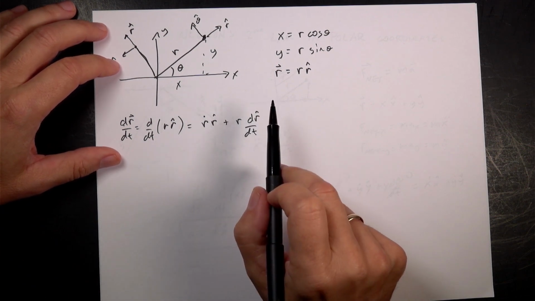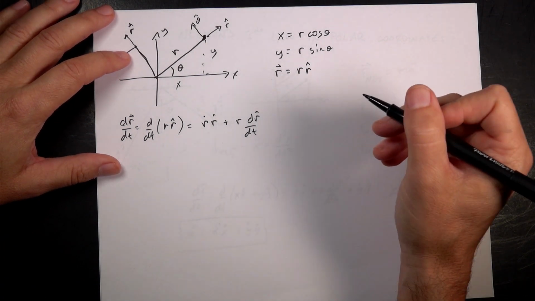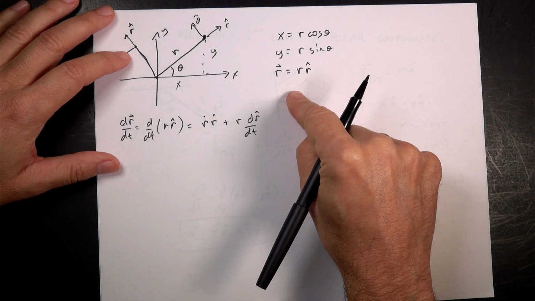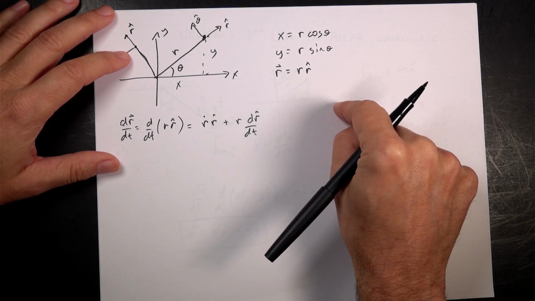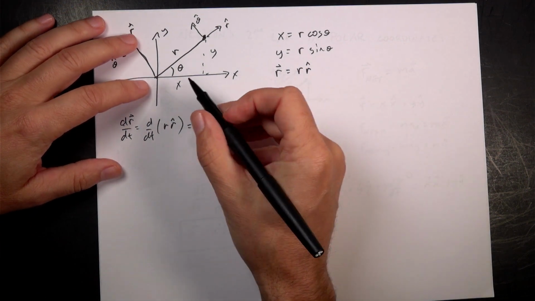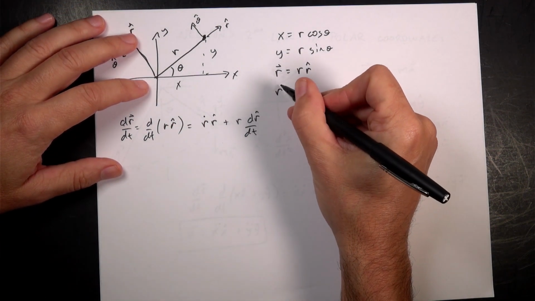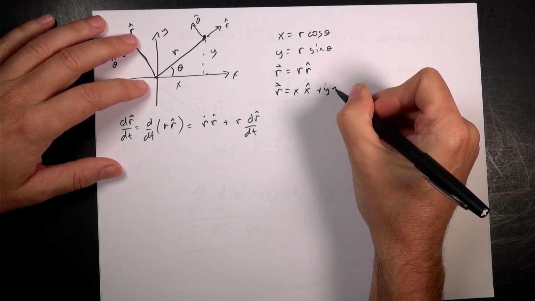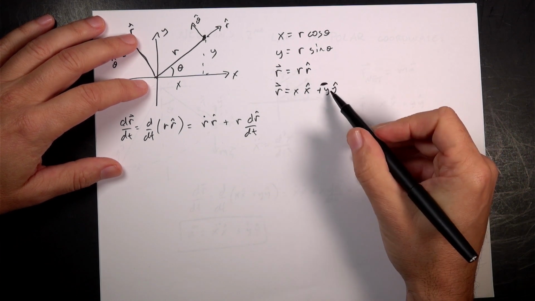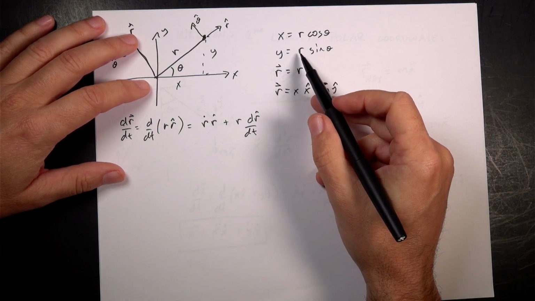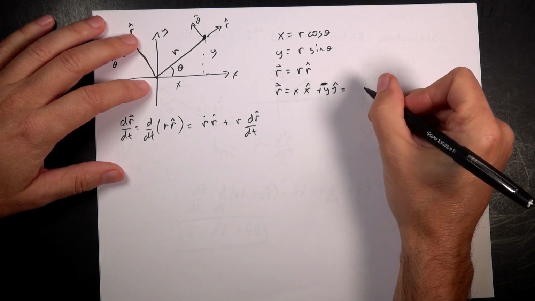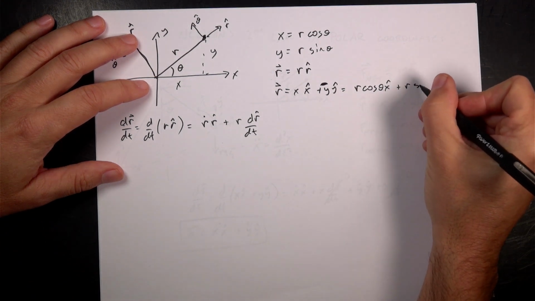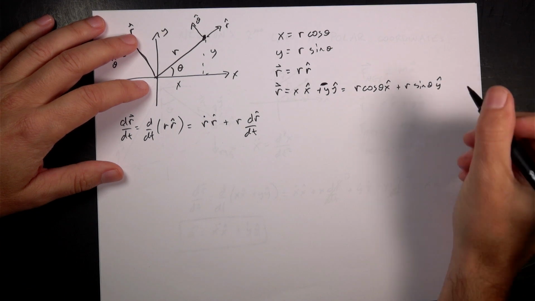So what we need to do is to get r hat in terms of x hat and y hat. If I can do that, then I can take the derivative, since I know x hat and y hat don't change. So I can write this vector r as x x hat plus y y hat. And I can use these expressions for x and y to get it in terms of r and theta. So it's going to be r cosine theta x hat plus r sine theta y hat.